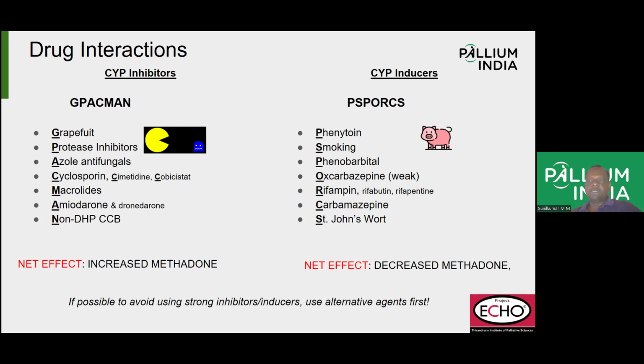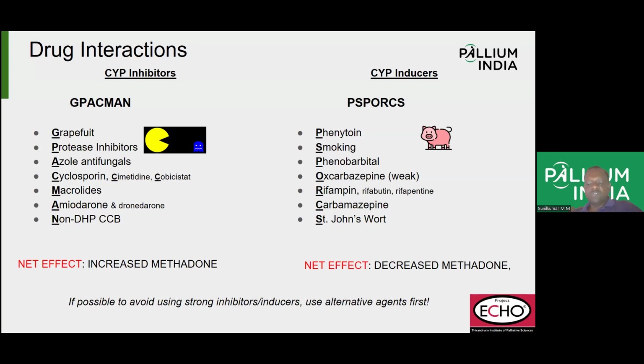But if you look at the cytochrome P inducers, phenytoin, smoking, phenobarbital, oxcarbazepine, rifampicin, carbamazepine, if you give these medications along with methadone, then the amount of methadone available in the blood would be less. So you have to look for whether this patient is having any withdrawal symptoms, because the level of methadone is reduced in the blood. The patient can have more pain, sometimes even withdrawal. So be careful about these medications.